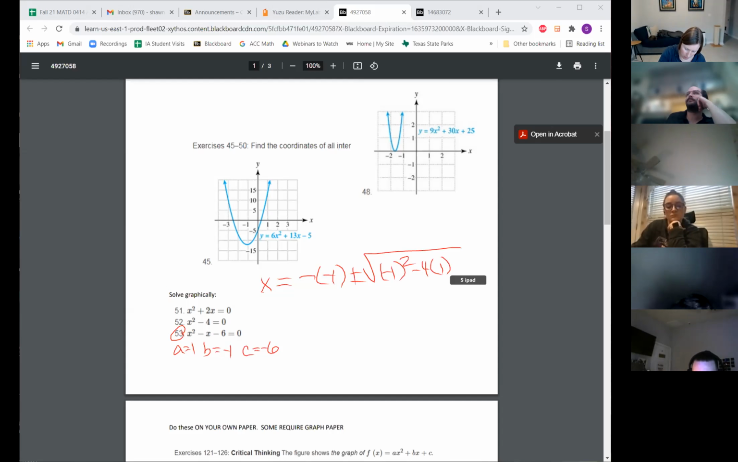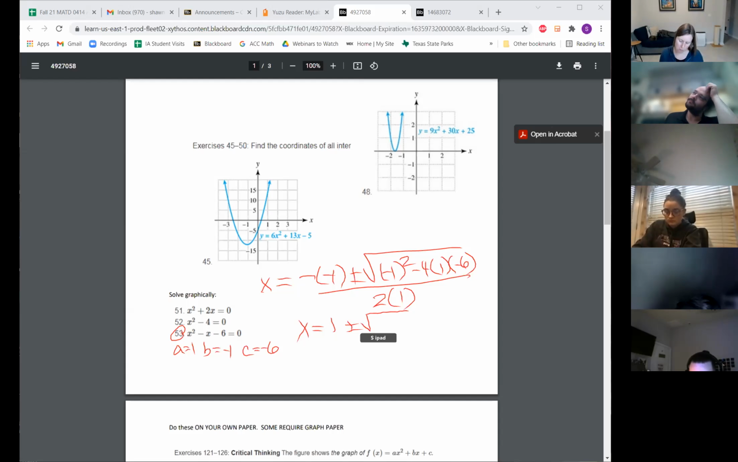I'm just writing it out. Holy cow. So start simplifying. So we have a -1 in the front. So that's just a 1, right? 1, yeah, 1 plus or minus the square root of -1 squared, which is 1. 1 minus 4 times -6. -4 times -6 is 24, so positive 24. So I think it's 25 in there, because it's 1 plus the 24.